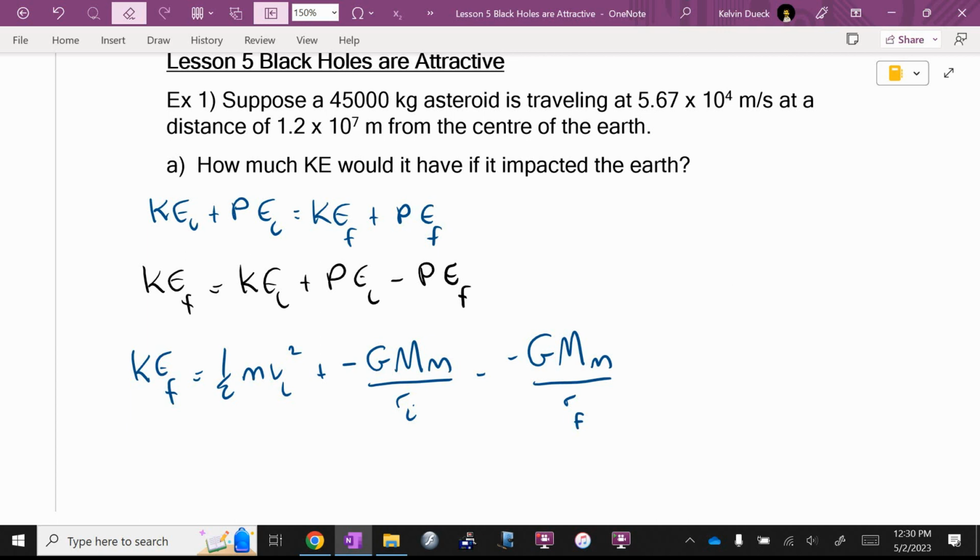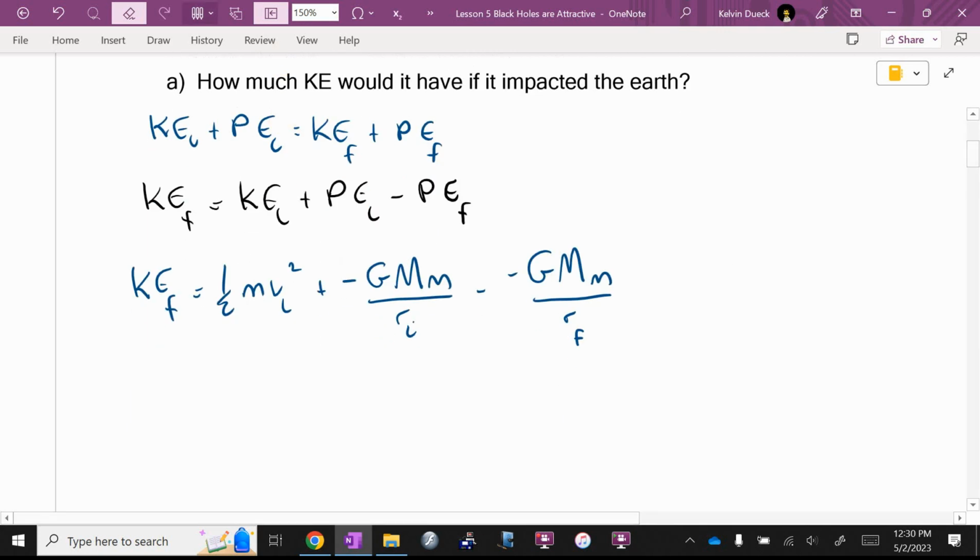Aiden, do the little m's cancel? No. If I had said find the speed, and you turned kinetic energy final into a half m v squared, then the little m's would cancel. That's not what they asked here. I do have a minus minus at least, which is a plus, so yay. I think I'm going to do each of these terms separately.